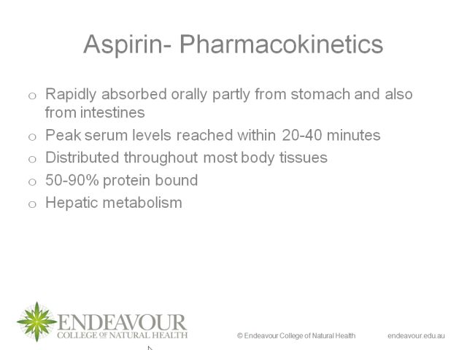The pharmacokinetics of aspirin: very rapidly absorbed, partly from the stomach. This is increased, of course, in those soluble and buffered forms, but mostly then from the intestine, reaching a peak serum concentration within 20 to 40 minutes. It is distributed through most body tissues, and as we said, very high protein binding, anywhere between 50 and 90%, and it will go through hepatic metabolism. Recall that if a person has any liver disease, this may contraindicate the use of aspirin.